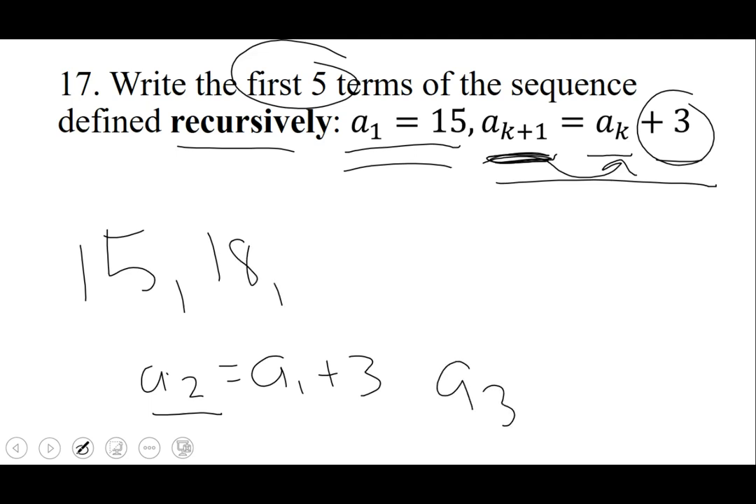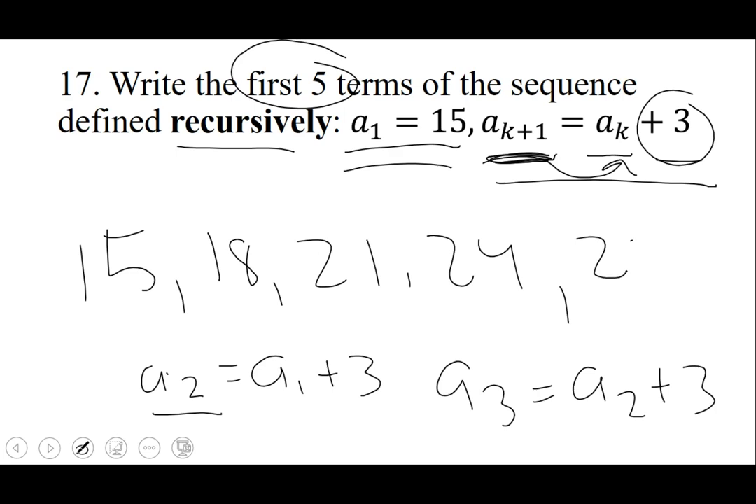If you wanted to find the third term, you're going to take the term in front of it, which would be a sub 2, and you're going to add 3. So 18 plus 3 would be 21, plus 3 again would be 24, plus 3 again would be 27, and there are the first 5 terms that you're looking for. So it's not that recursion is difficult by any means, but it is something a little bit different. And a lot of people just get lost in the notation, so try your best not to do that.